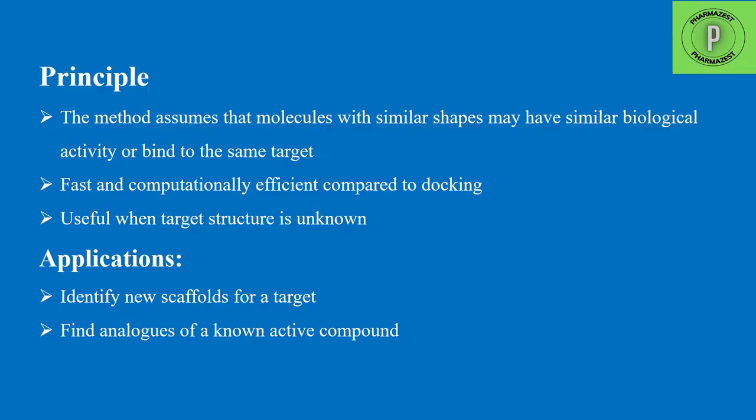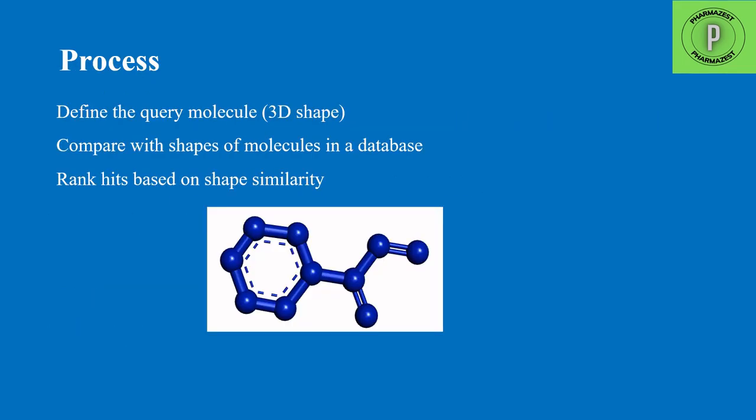So this is the principle behind this method, and it is a very fast and computationally efficient method for docking. This method is useful when the target structure is unknown. Applications of this method are that it can be used to identify new scaffolds for a target molecule and find analogs of a known active compound. Now let us see the process, how this happens.